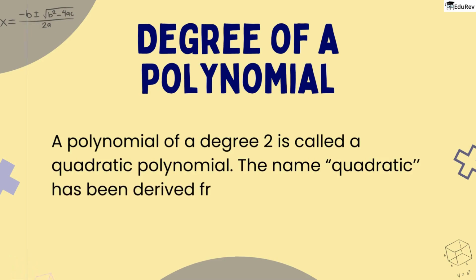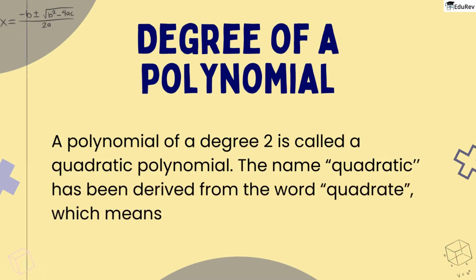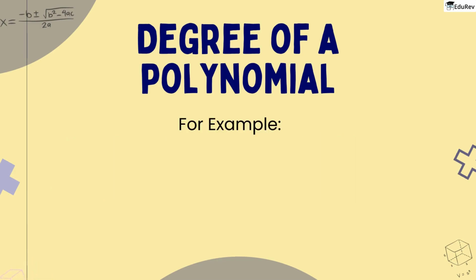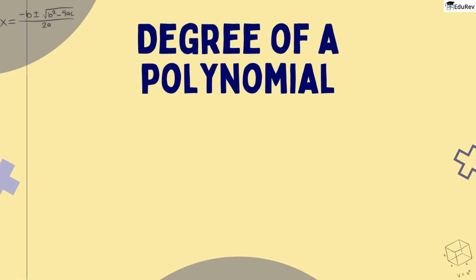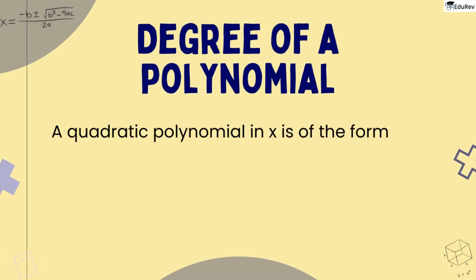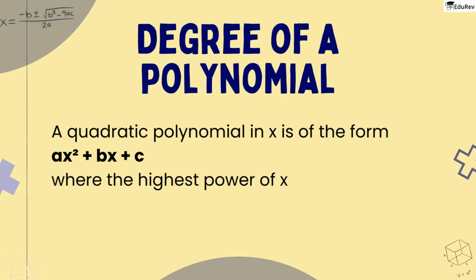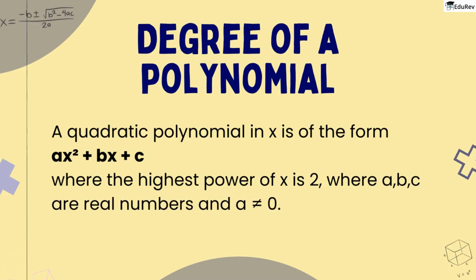The name quadratic has been derived from the word quadrate, which means square. 2x square plus 3x minus 2 by 5, y square minus 2, 2 minus x square plus root 3x are some examples of quadratic polynomials. More generally, a quadratic polynomial in x is of the form ax square plus bx plus c, where the highest power of x is 2, where a, b, c are real numbers and a is not equal to 0.